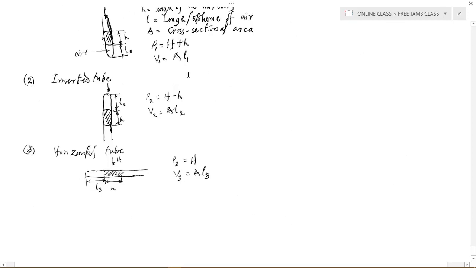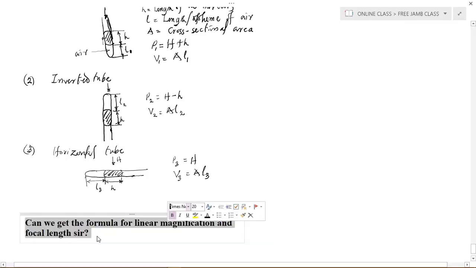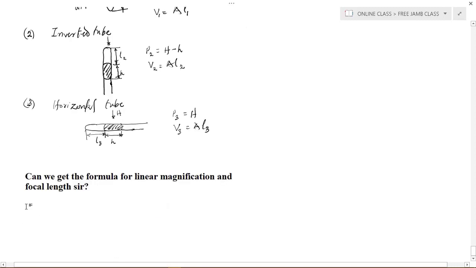Is that okay? Now, the person that asked about magnification: can we get the formula for linear magnification? Oh yes, that one is simple. It depends on what you are asking for, because I don't know whether you are asking for the mirror or for lens or for other ones. But anyway, the linear magnification is simple.